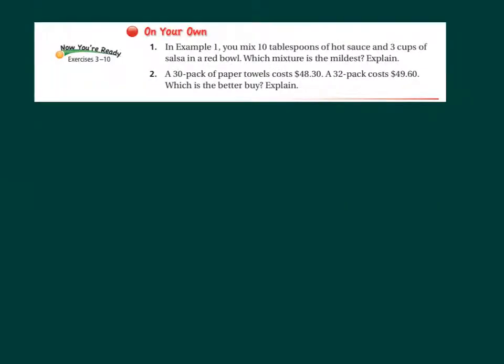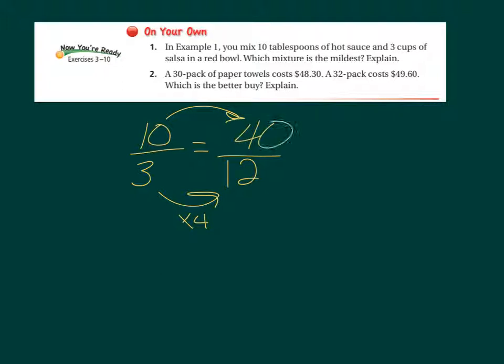So it says in example 1, instead of mixing 8 tablespoons in the green and orange bowl, you're going to mix 10 tablespoons. So you're going to mix 10 tablespoons and a 3-cup mix of salsa in a red bowl. So this is a completely different bowl. So we still want to get our denominator to be the same as the others, 12. So when I multiplied this by 4, what I have to multiply the top by is 4 also. So I get 40 over 12.